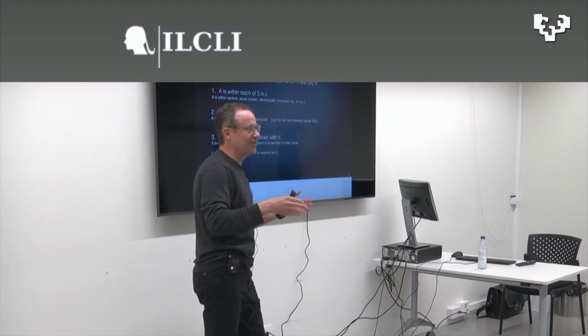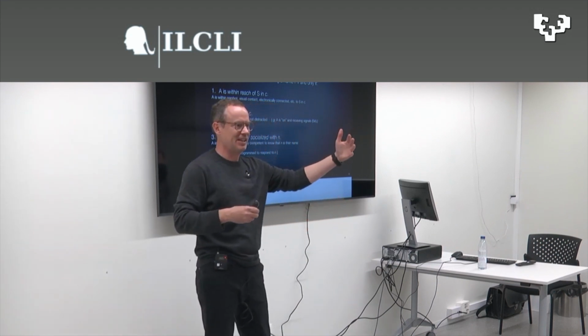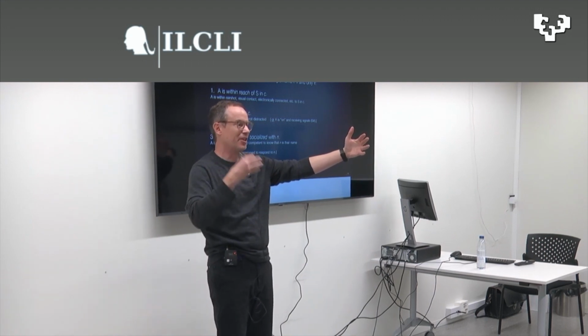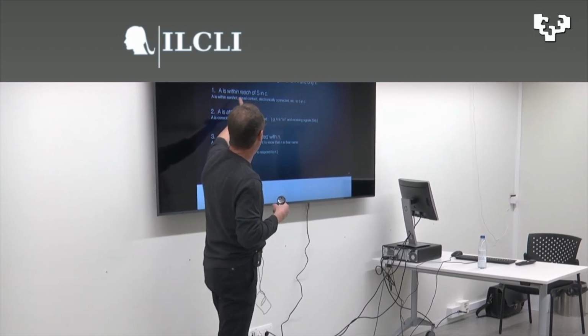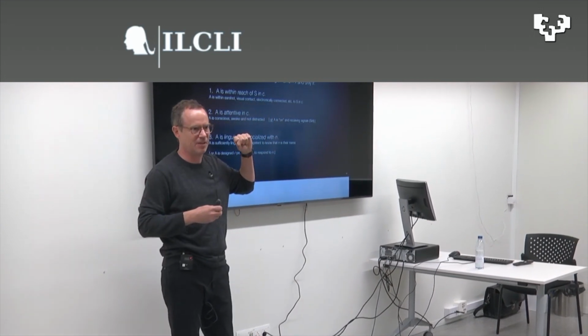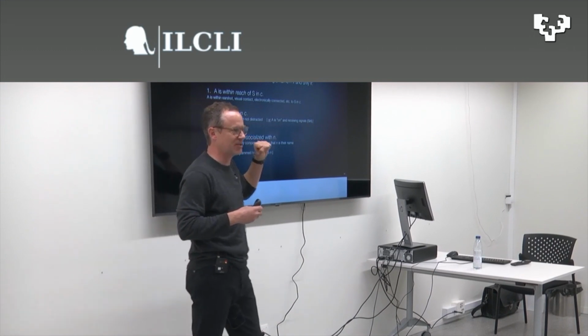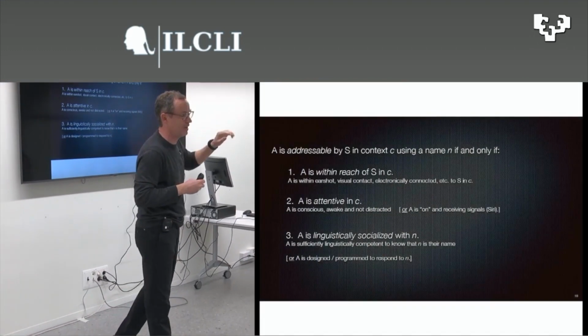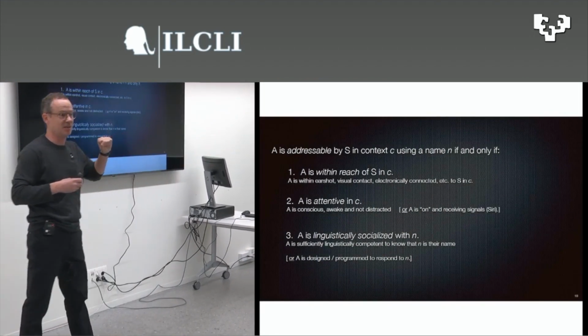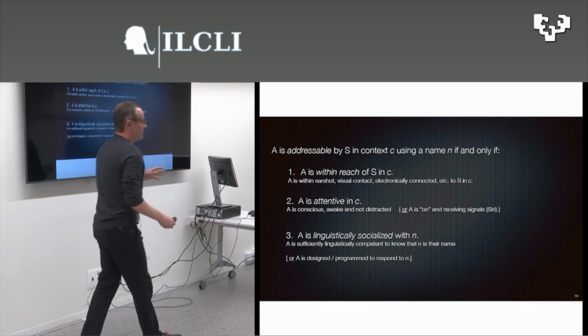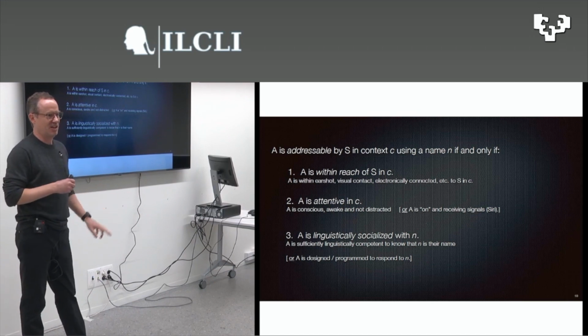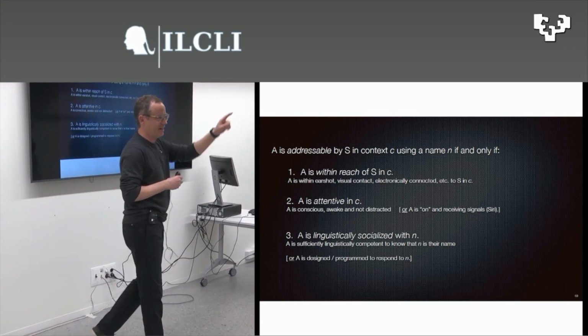So the general thought here is that the addressee needs to be situated in such a way that they can receive the signal that I produce in my attempt at addressing them. Let's call that being within reach of the speaker. The addressee must be within reach of the speaker in C in order to be addressable in C. Okay, I think that's clearly a necessary condition on addressability, but that's not enough.